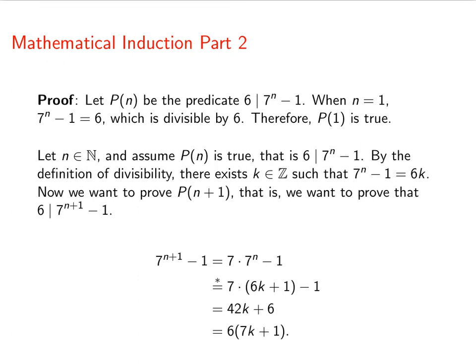Now a little bit of algebra to move things around. So we distribute the 7 and clean it up and pull out the 6. And now this is what we're after. We're trying to show that 7 to the n plus 1 minus 1 is divisible by 6. And I think we've actually done it.